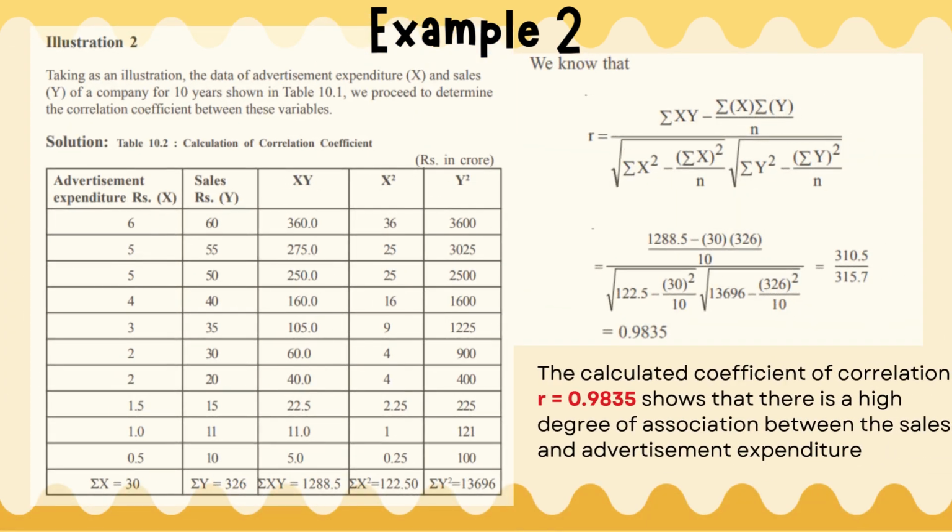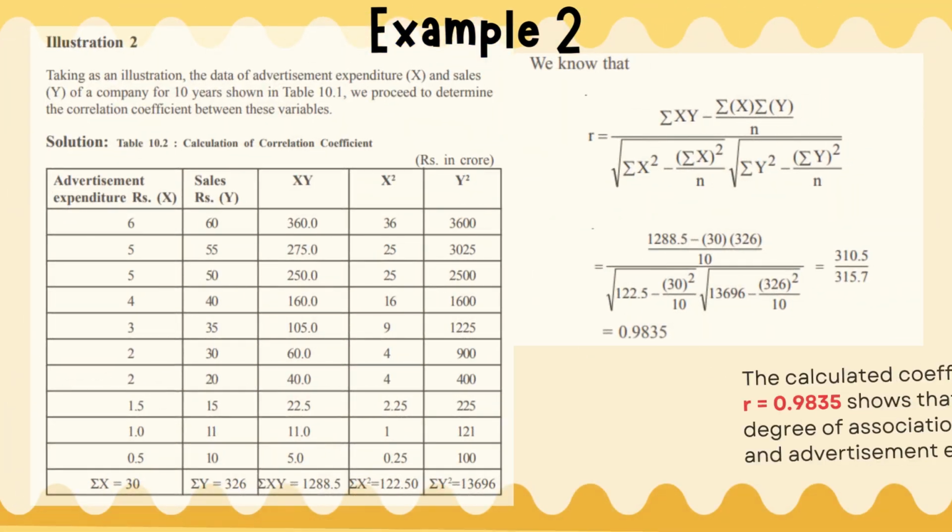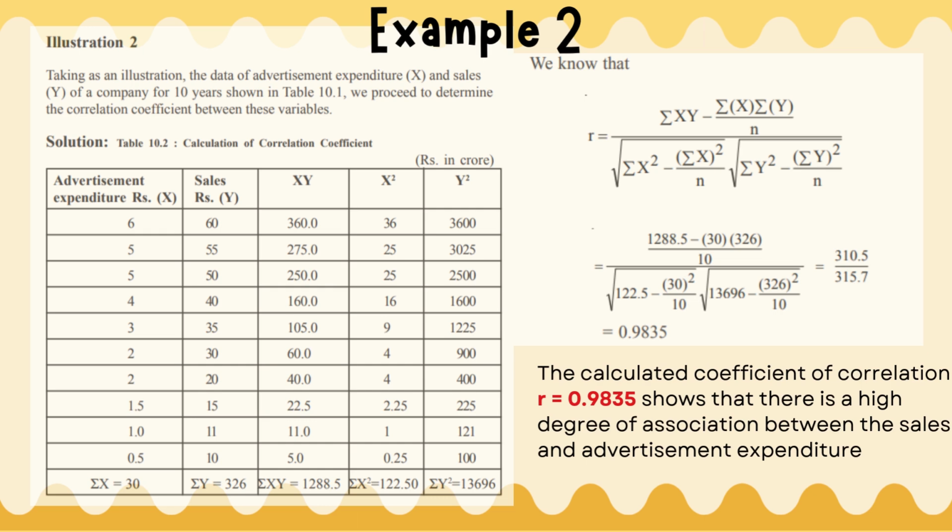In column number 1, advertisement expenditure is denoted by x. The second column, sales, is denoted by y. We are going to compute column number 3, which is xy, then x square and y square, in rupees. The advertisement values are 6, 5, 5, 4, 3, 2, 2, 1.5, 1.0, 0.5, and the summation of x is 30. Similarly, the summation of y is 326, and so on. The summation of xy is 1288.5, summation x square is 122.50, and summation y square is 13696.